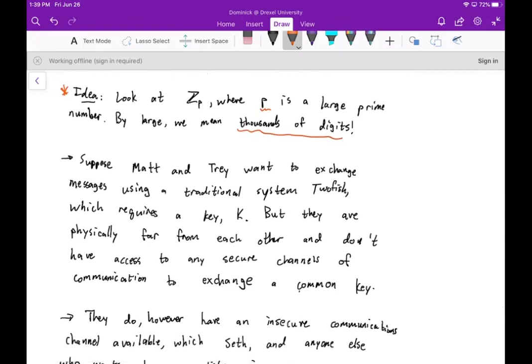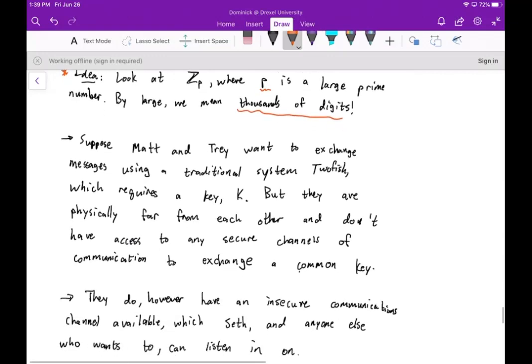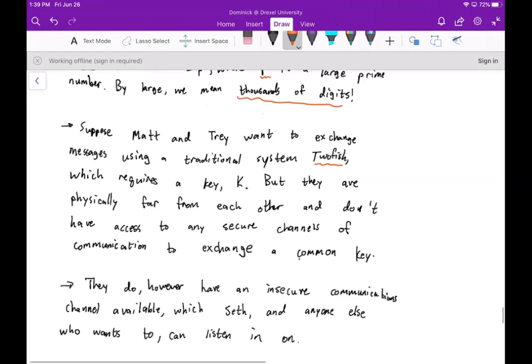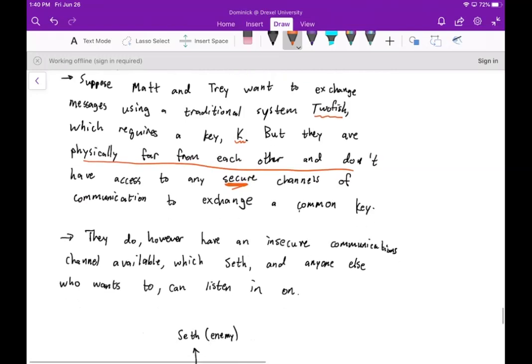Okay, so we're going to suppose that Matt and Trey want to exchange messages using a traditional system, we'll just say called Twofish, which requires a key, a positive K, capital K. But the problem is that they're physically far from each other, and they don't have access to any secure channels of communication to exchange a common key.